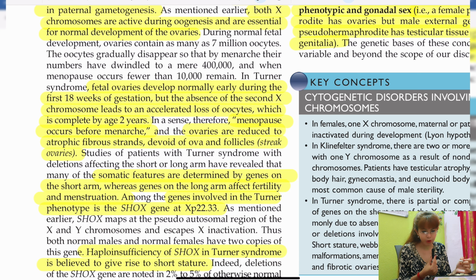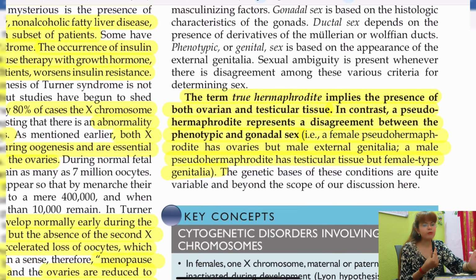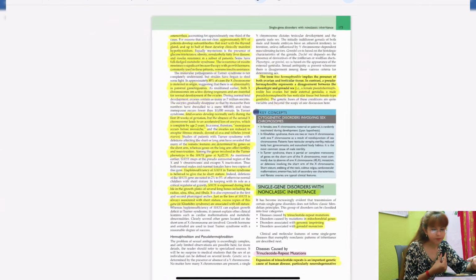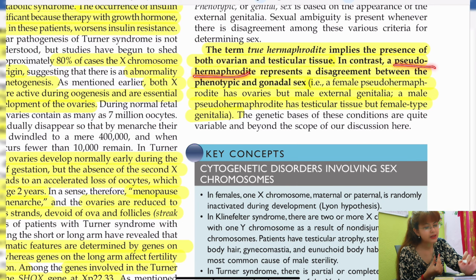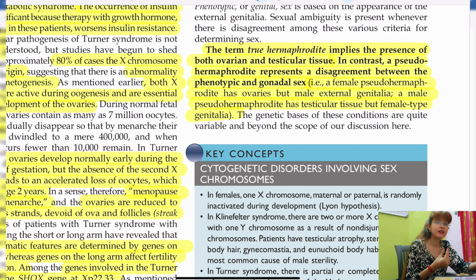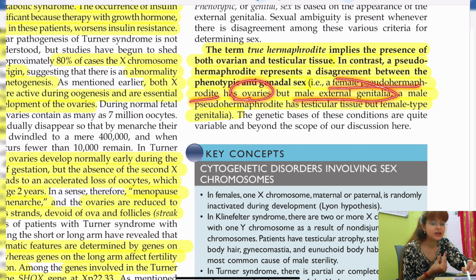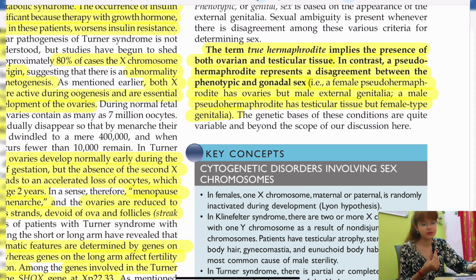Very, very important point. So what is a true hermaphrodite? It implies the presence of ovarian and testicular tissue in the same individual. Okay. But what is a pseudohermaphrodite? They will have different genitalia and different internal gonads. So a female pseudohermaphrodite will have ovaries, but they have male external genitalia. This is called a pseudohermaphrodite. But what's a true hermaphrodite? They will have the ovarian and testicular tissue together within themselves. You understand?